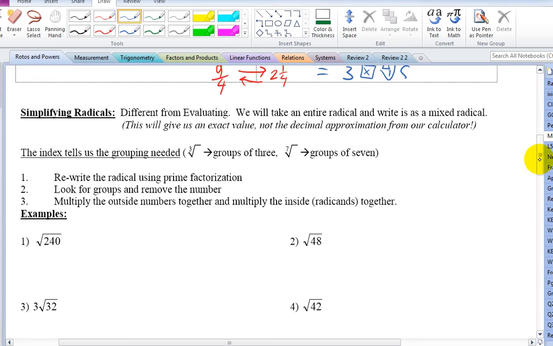So simplifying. This is different than evaluating. Evaluating means the decimal approximation from your calculator. Simplifying means write as a mixed radical.